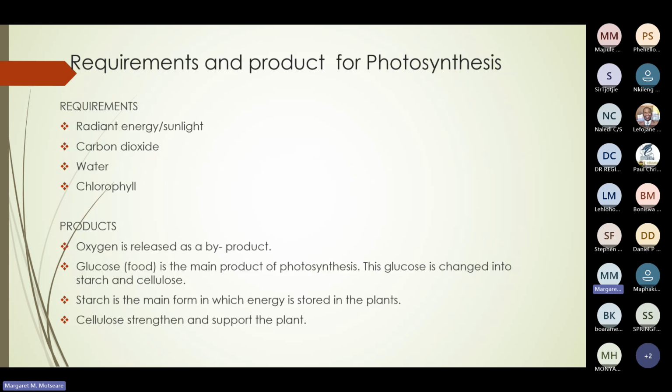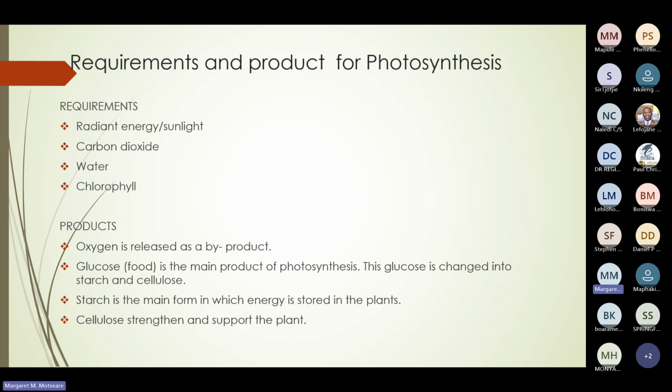Let's look at the requirements for photosynthesis. We have radiant energy, which you can also say is sunlight. Then we have carbon dioxide, which we get from the atmosphere. We have water that we get from the soil, and we have chlorophyll that is found in the leaves. I said that chlorophyll is the green pigment found inside the leaves. It is the one that makes the leaves green.